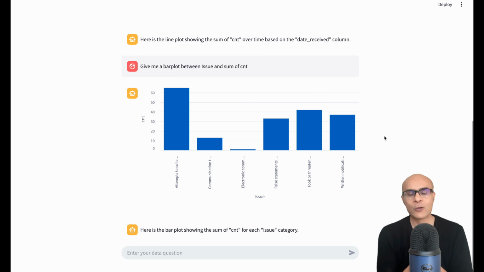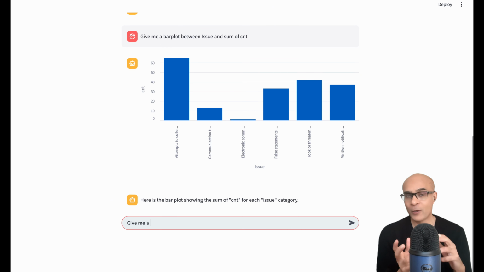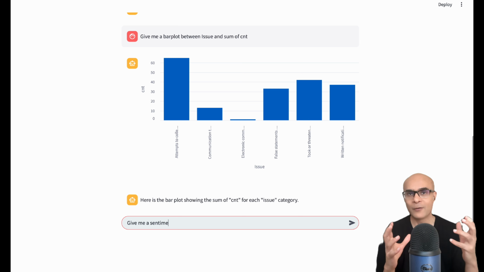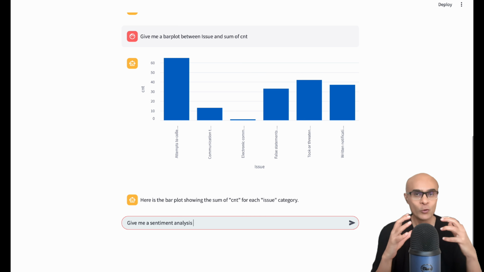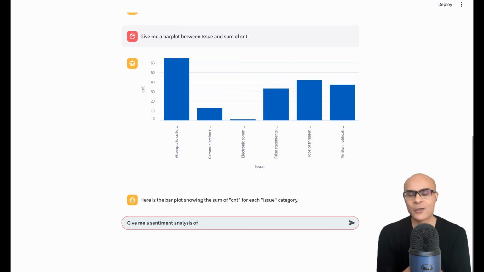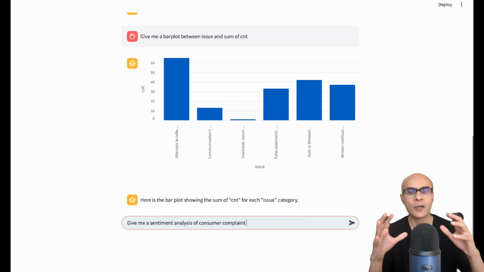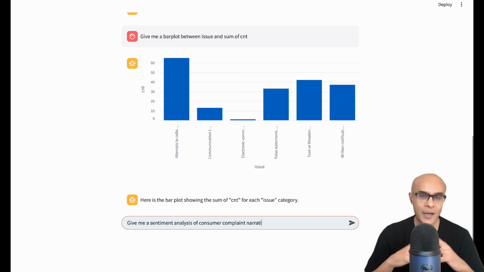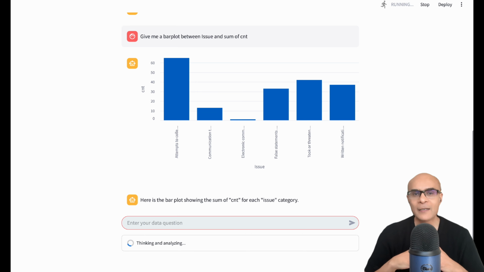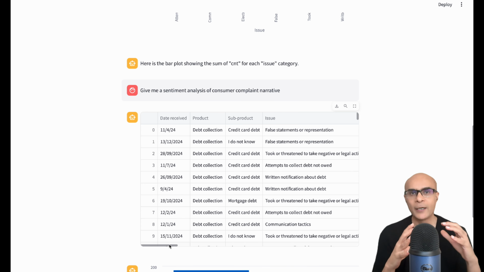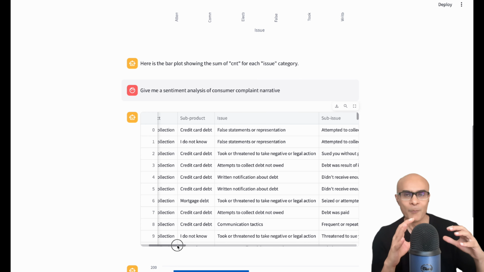Let us now go to the next one, which is sentiment analysis. As I've said earlier, sentiment of complaint is usually negative, but let us ask this question to Data Jarvis: give me sentiment analysis of the consumer complaint narrative. And voila, in a while, I see this output data.